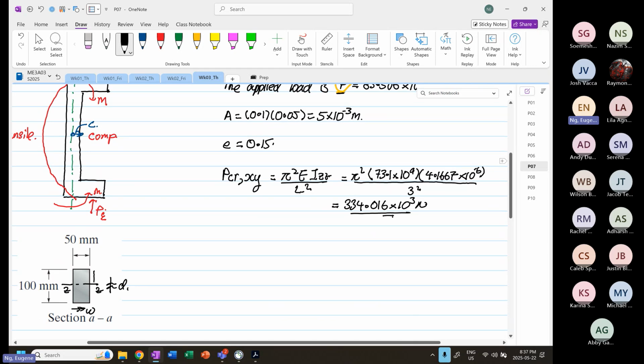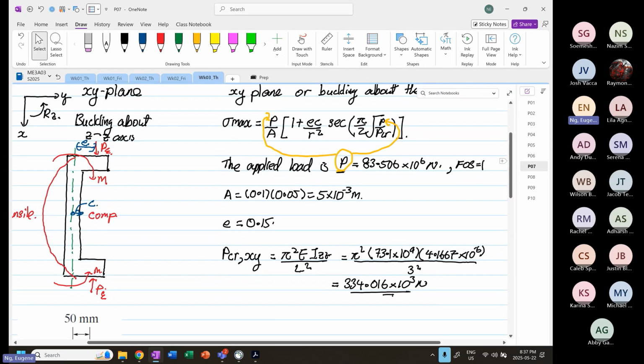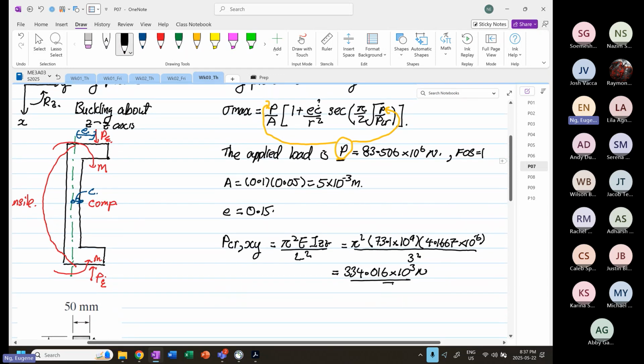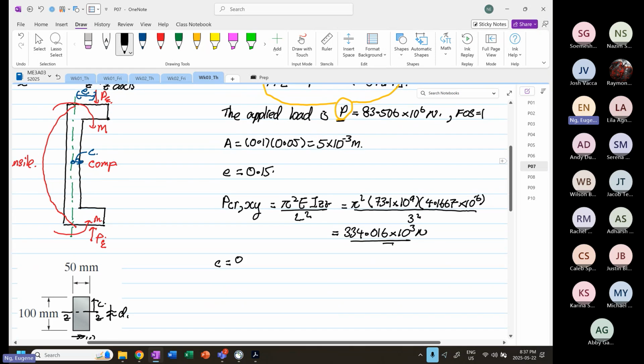I do this first because I want to know IZZ. When there's IZZ, this distance is our C. Can you see that? Right? So ZZ axis. Without that, you'd be wondering what our C value is. So C is equal to 0.1 divided by 2, which is equal to 0.05 meters.